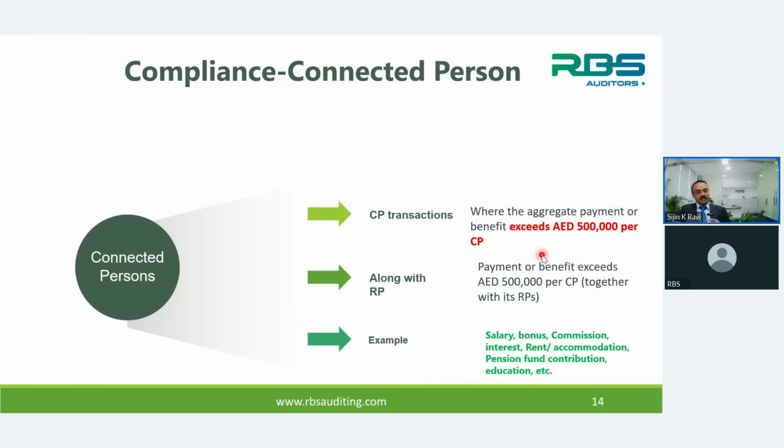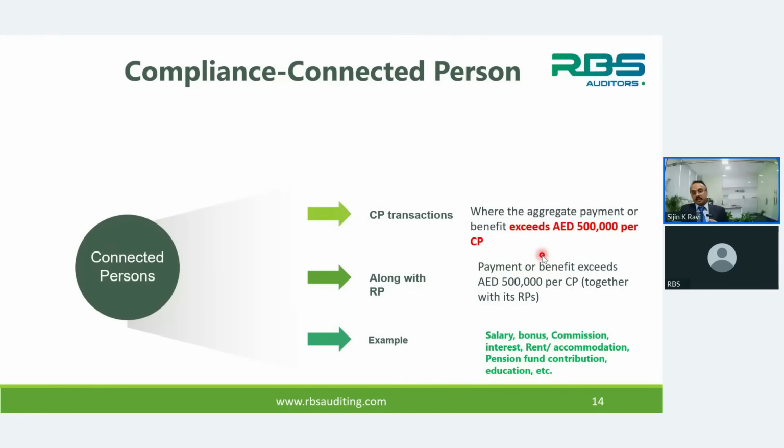And the second category: a payment or benefit exceeding 500,000 per connected person, together with its related party. If it exceeds 500,000, then automatically there are compliances you have to follow. We will discuss in detail exactly what those compliances are.